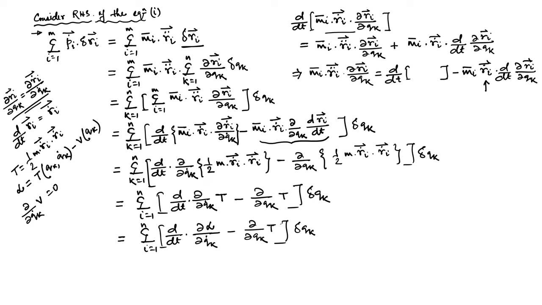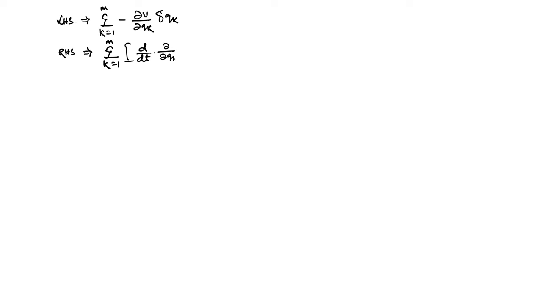So, now if we equate these two, what we will get is: the left hand side is the summation k equal to 1 to m of minus ∂v/∂qk times delta qk. So, that is the left hand side, and the right hand side is what we have just derived, that is the summation k equal to 1 to m within bracket d/dt of ∂L/∂qk dot minus ∂L/∂qk of t, delta qk.